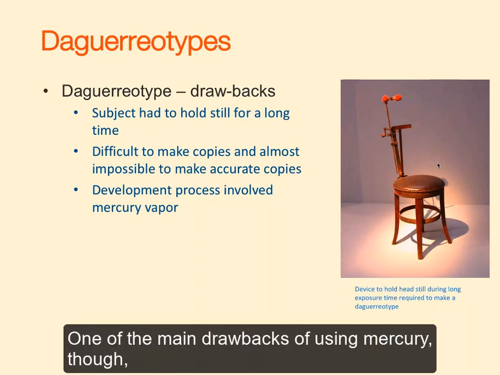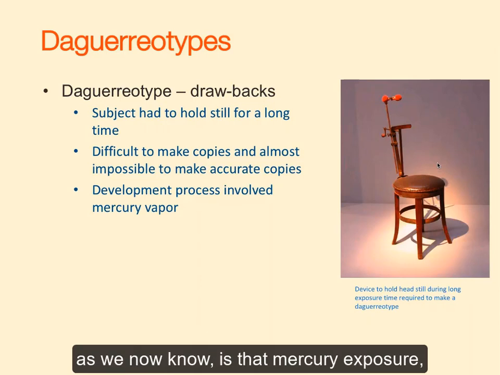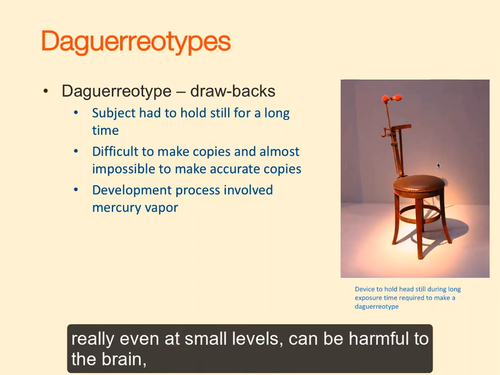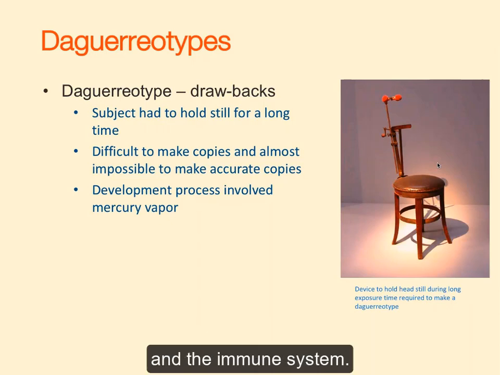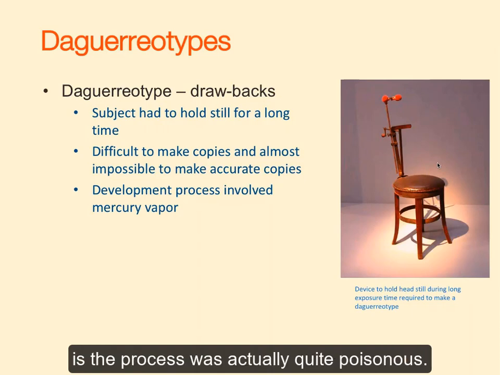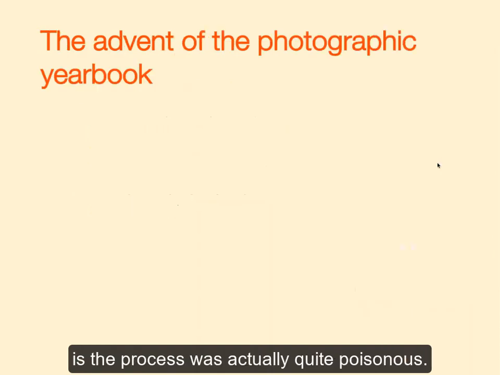One of the main drawbacks of using mercury, though, as we now know, is that mercury exposure, even at small levels, can be harmful to the brain, the nervous system, the heart, kidneys, lungs, and the immune system. So just a minor drawback there: the process was actually quite poisonous.